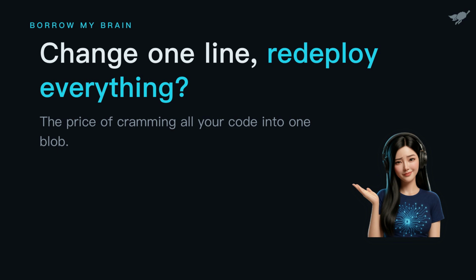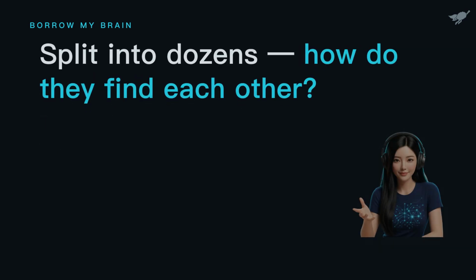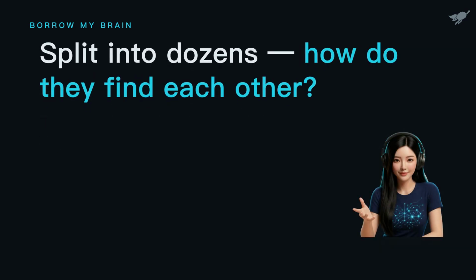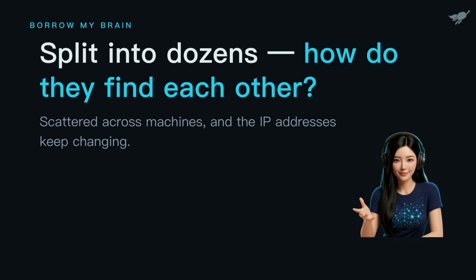And then you wait, nerves on edge, for it to come back up. So people started breaking it apart. Take that one blob and split it into dozens, hundreds of small services, each doing its own thing, each deployed on its own. Sounds beautiful. But a new problem shows up immediately. So many services, scattered across a pile of machines, and their IP addresses keep changing. How on earth do they find each other?